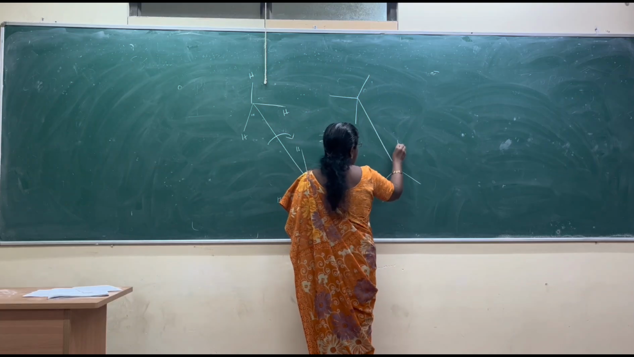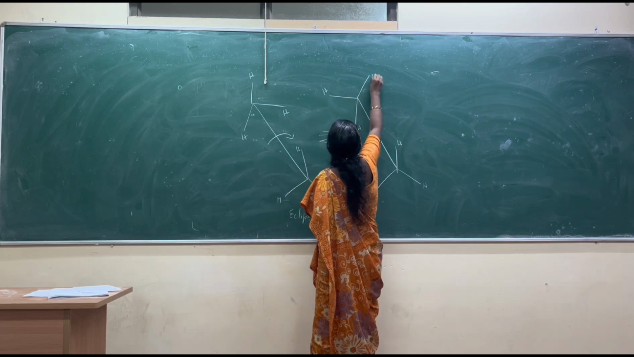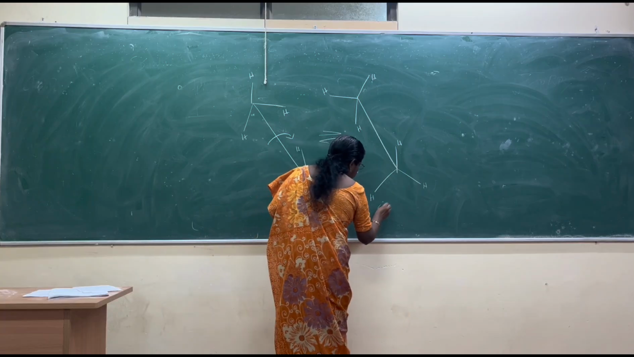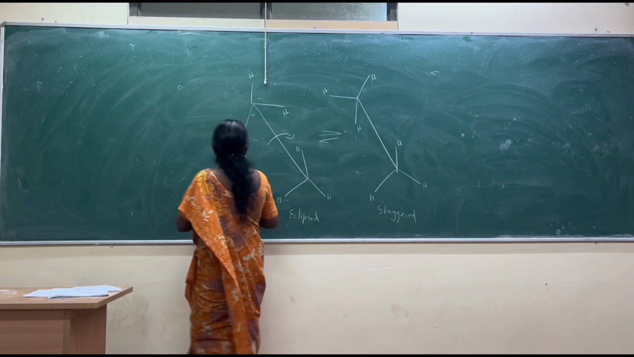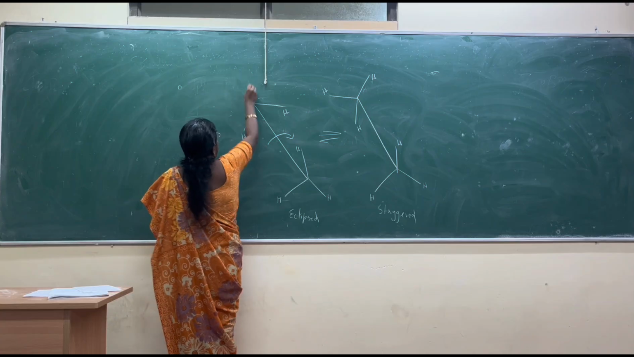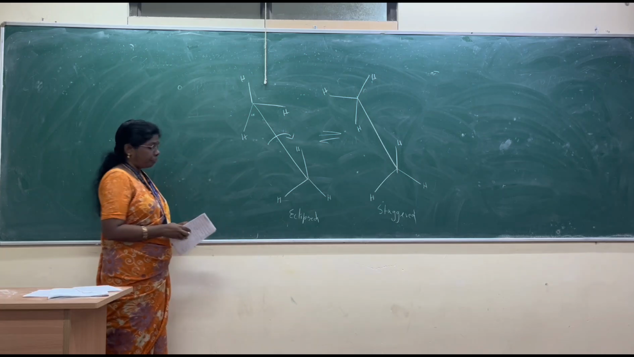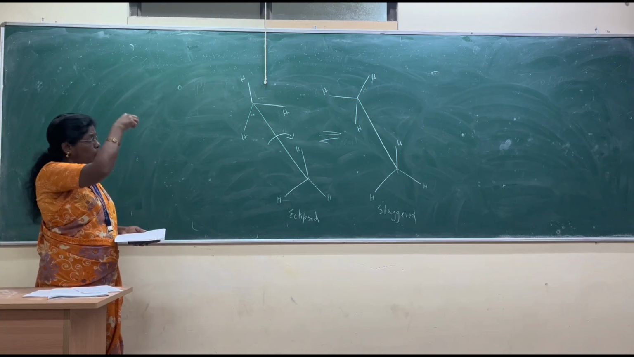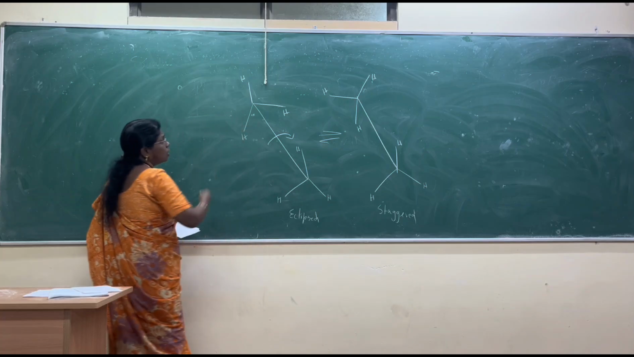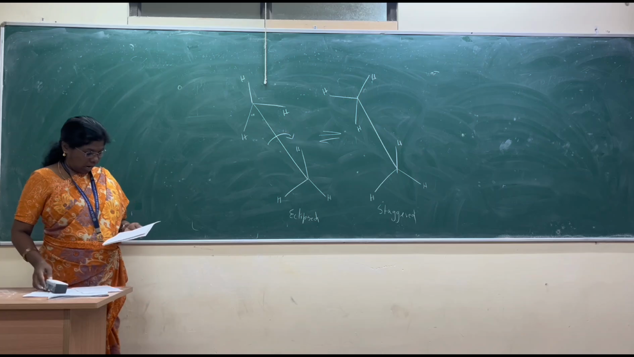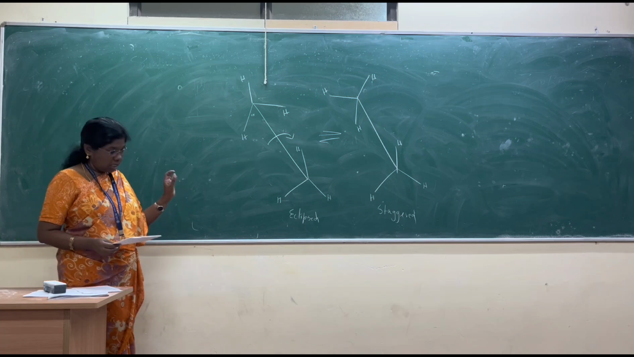And this is called a staggered position. So this inverted Y is an example of a Sawhorse projection. It is a view of your molecule down a particular carbon-carbon bond. One is a front carbon, another one is a back carbon, drawn using a stick at a 120-degree angle. It's called the Sawhorse projection.